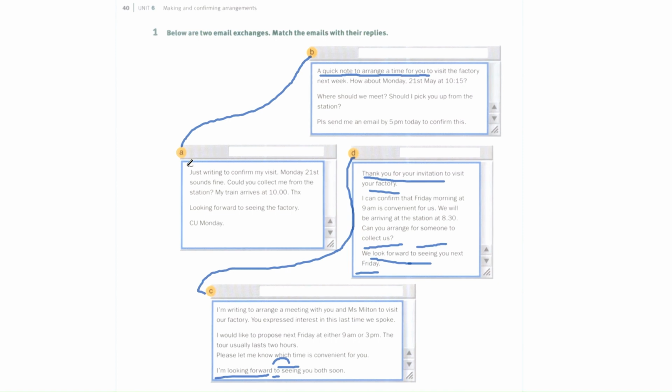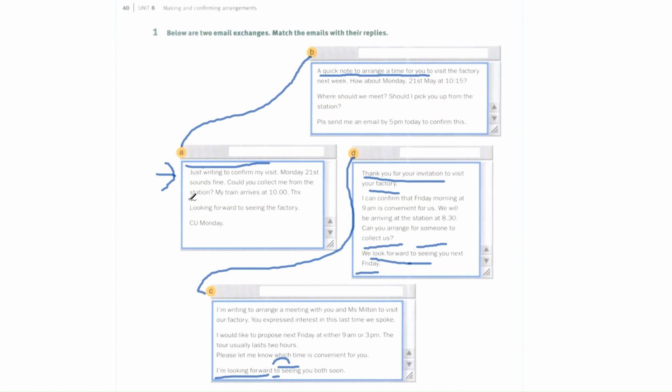Nowadays, people start off emails with people they already know with the immediate introduction. Just writing to confirm my visit. Okay, so this is definitely informal or semi-formal, as we see in the terms of style and register we're using. The writer here is not even applying the use of a subject. They started with the word just, showing us that this is less formal.